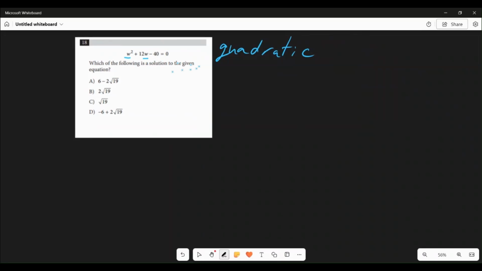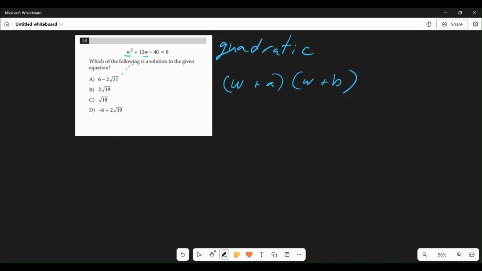So when you try to find the solution of a quadratic equation, you usually have to factor it such that it comes into some form of w plus some number times w plus another number, right? So let's try and do that for this one and see if we can get one of these answers. So how do we factor an equation like this?